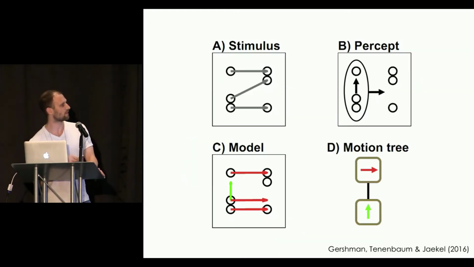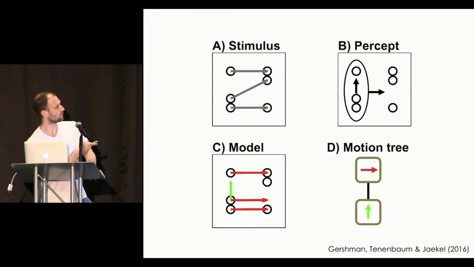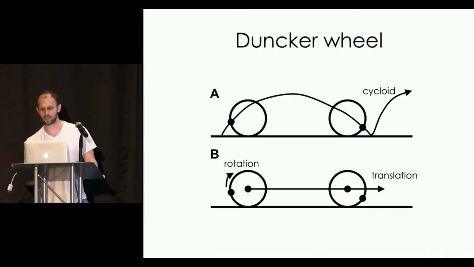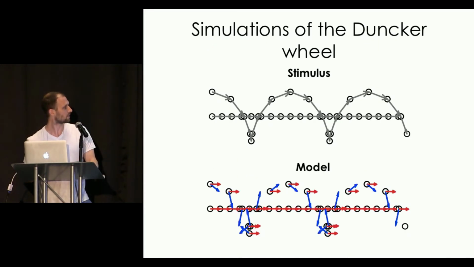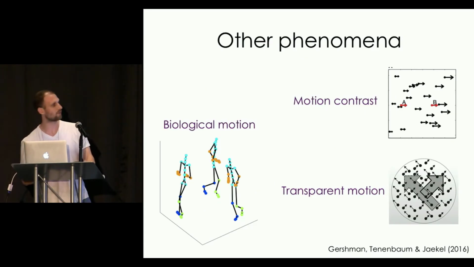And so this is what the Bayesian vector analysis gives you for the stimulus that I showed you before, where the vertical motion looks like this, but you perceive this hierarchically organized motion, and what the model gives you is a very simple motion tree in which this vertical motion is nested within the horizontal motion. And it can also capture things like the Dunker wheel, right? And actually quite a few other phenomena, like to some extent biological motion, motion contrast effects, and transparent motion.